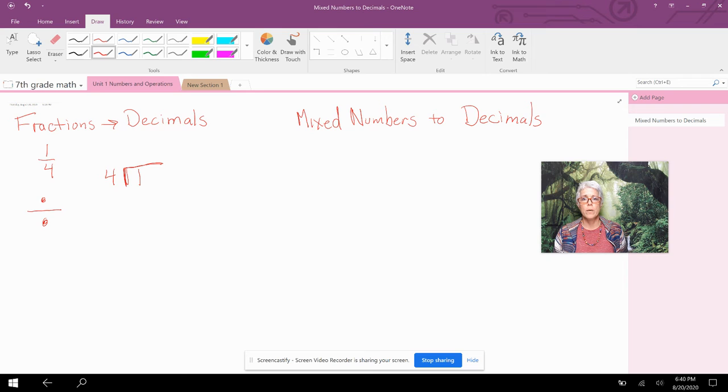Now 4 does not go into 1. It goes into 1 0 times. So for place value, I'm going to put a 0 there. That's super important that you do that, because if you get the decimal in the wrong place, it messes up the whole problem.